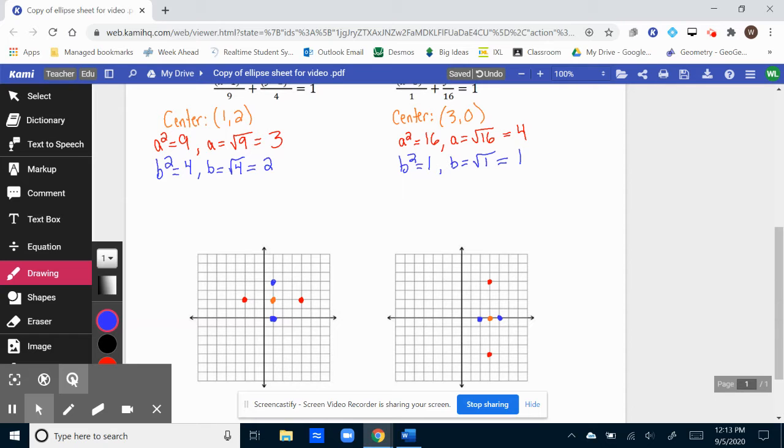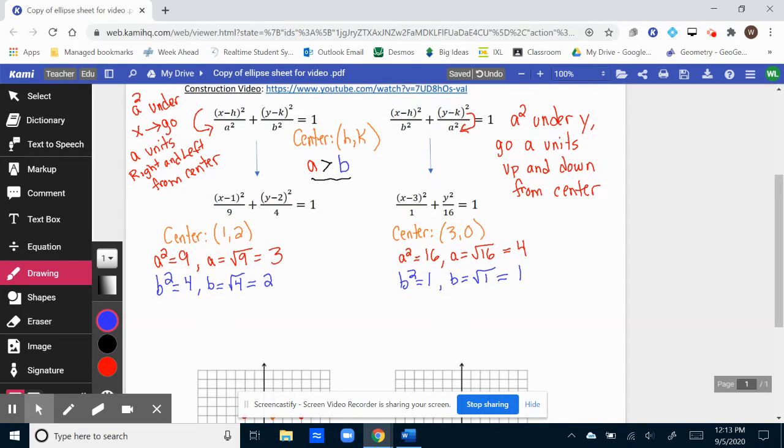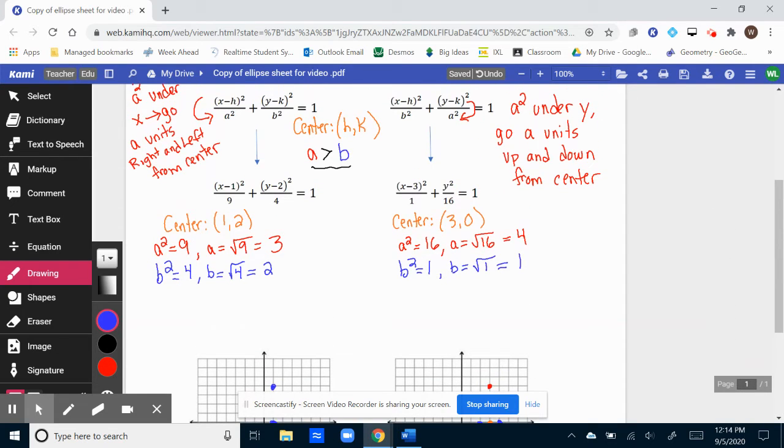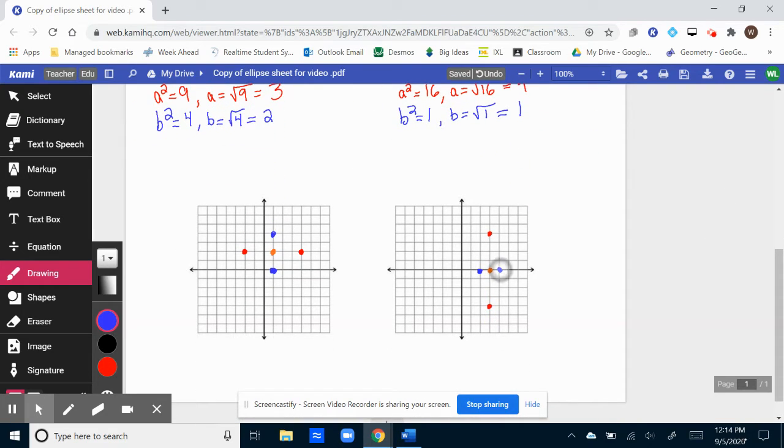All right, so next we're doing the same thing with b, except on the left, b squared is under y. So I'm going up and down by b. b was 2, so from my center I went up 2 and down 2. And on the right, b was 1, but b squared was under x. x values go right and left, so from the center I went right 1 and left 1.